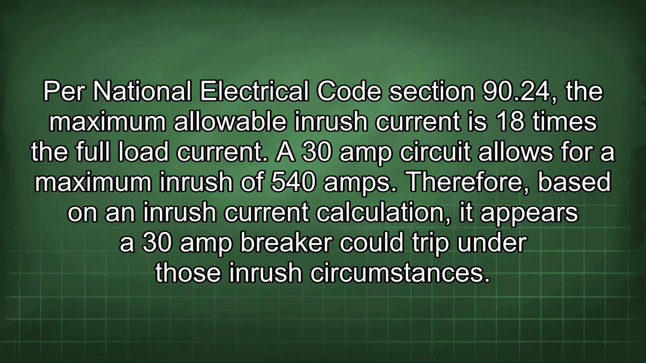Per National Electrical Code Section 90.24, the maximum allowable inrush current is 18 times the full load current. A 30 amp circuit allows for a maximum inrush of 540 amps. Therefore, based on an inrush current calculation, it appears a 30 amp breaker could trip under those inrush circumstances.